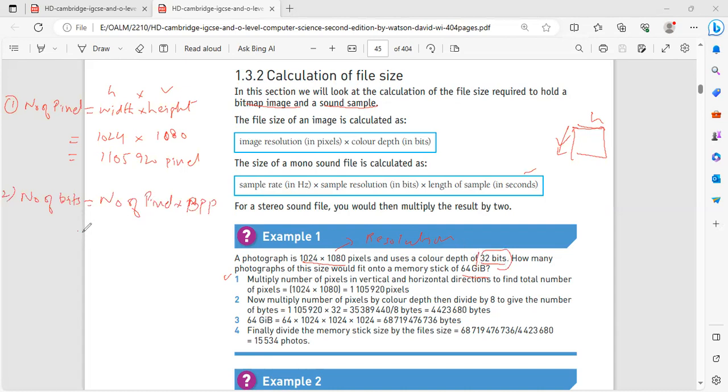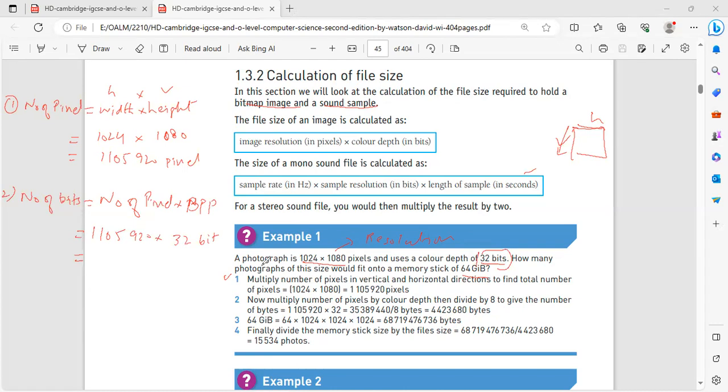Okay. So, we have calculated the number of pixels. That is 1105920 multiplied by 32 bits. Okay. So, you can get the answer of the number of bits per image. So, here is given here. Now multiply the number of pixels by color depth, then divide by 8.